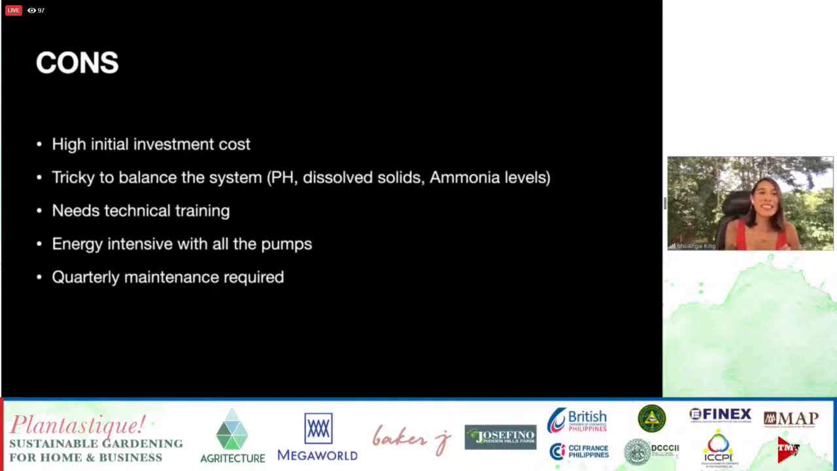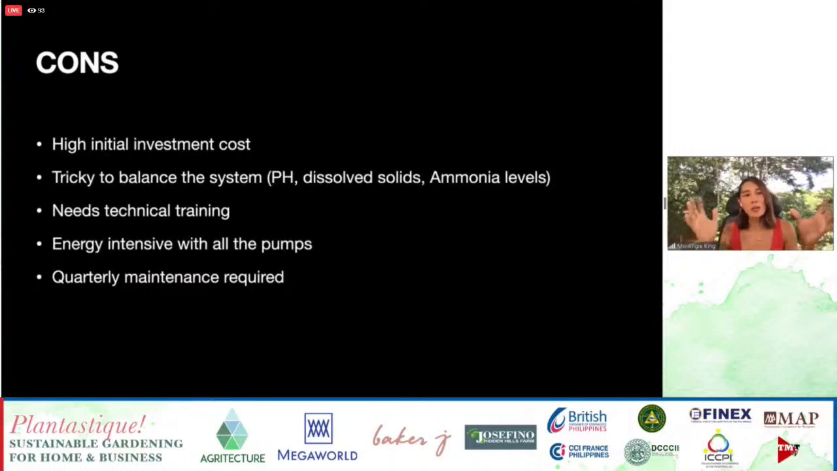Some of the cons of this system is also high initial investment cost. I would say the aquaponic system is not as expensive as the vertical tower system that we're doing, but it is still a very upfront cost that you need to deal with. But once you spend for it, the maintenance is just going to be easy already.